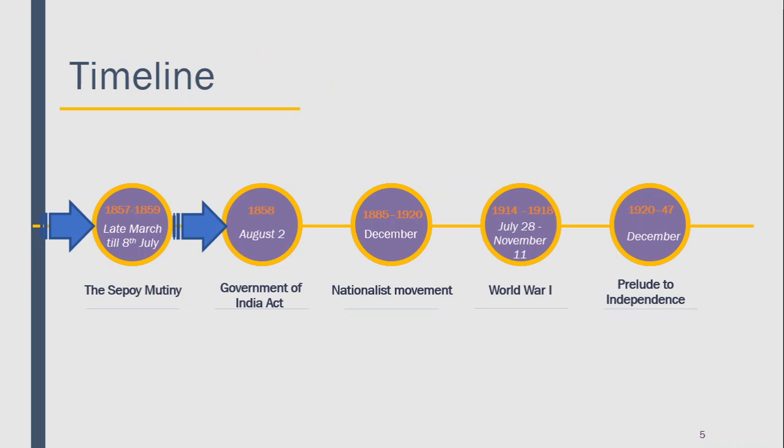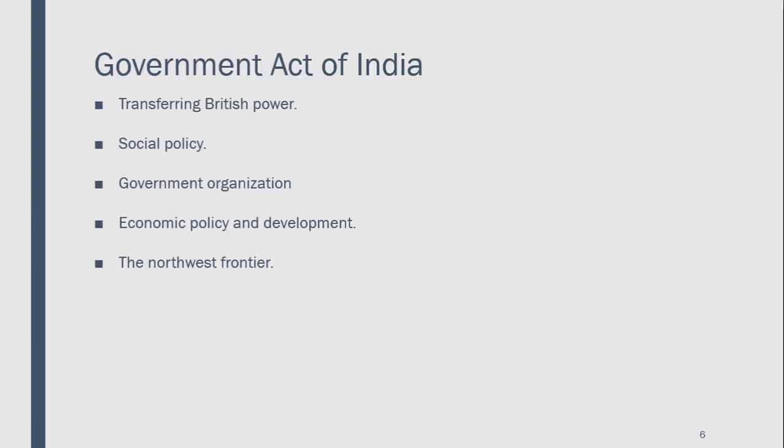Government of India Act, August 1858. Transference of British power. Much of the blame for the mutiny fell on the incompetence of the East India Company, transferring British power over India from the company to the crown.